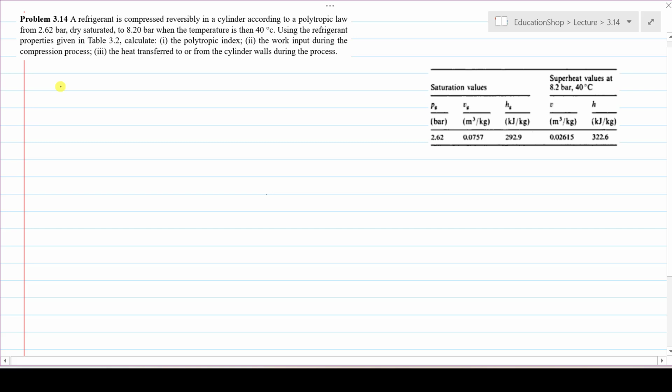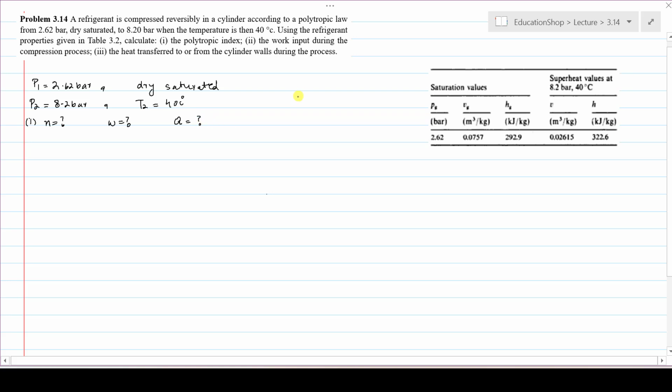The refrigerant that is compressed has initial pressure P1 of 2.62 bar. Initially the refrigerant is dry saturated at this pressure. Then the final conditions after compression: the pressure P2 is 8.2 bar and the final temperature T2 is 40 centigrade. Also this refrigerant is then in the superheated region. We need to calculate the polytropic index, the work input during this compression, and the heat that is either rejected or transferred to the wall of the cylinder.